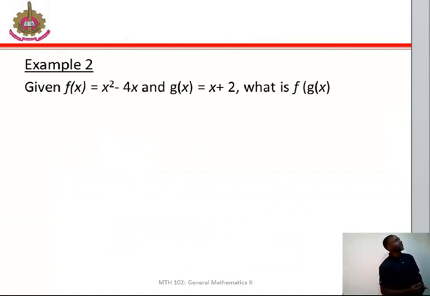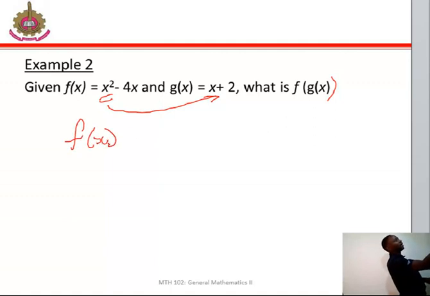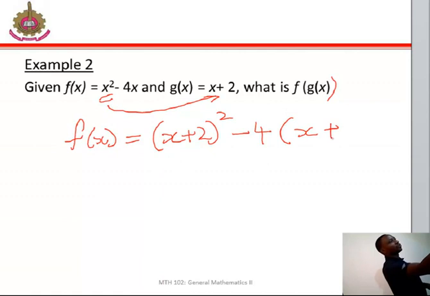Then let's solve another example. Given f of x equals x squared minus 4x and g of x equals x plus 2, what is f compose g of x? Now from the example on your screen, just like we did in the first example, wherever you see x in f of x, you plug in g of x. So you are going to have f of x equals x plus 2 squared minus 4 times x plus 2.